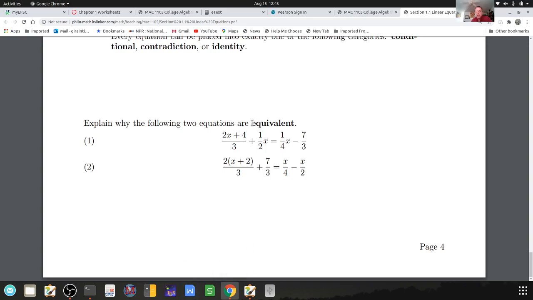The other thing I ask is, explain why the following two equations are equivalent. So two equations, how do you go about answering that? Two equations are equivalent if they have the exact same solution set. So you could find the LCD and solve for x in number 1 and number 2. If their solution sets are identical, then they're equivalent. So that's all we have.